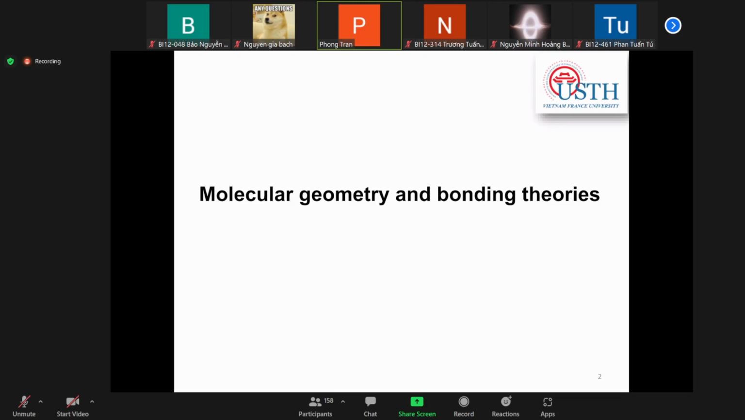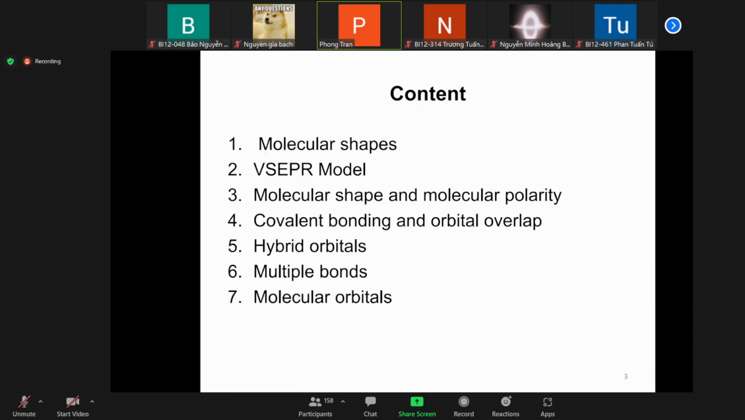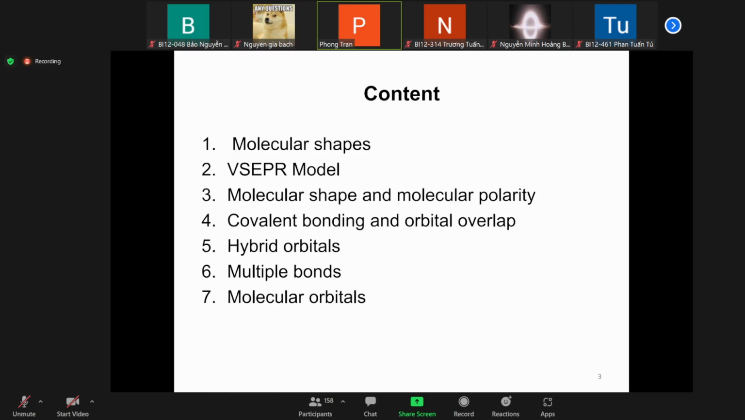Okay, so we look at the heavy content of this lecture. First, we will discuss the molecular shape, so the geometry of molecules. We then move on to the VSEPR model. That stands for the valence shell electron pair repulsion model: V for valence, S for shell, E for electron, P for pair, and R for repulsion. Then we will discuss molecular polarity.